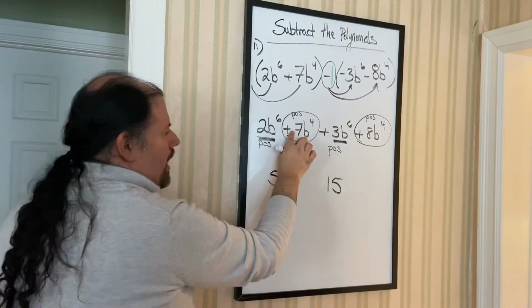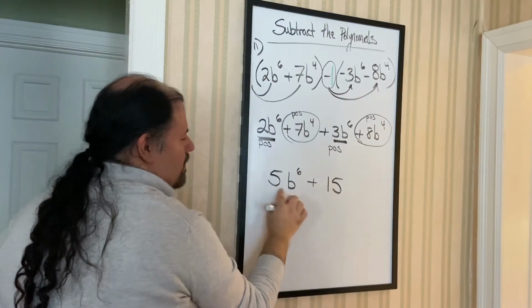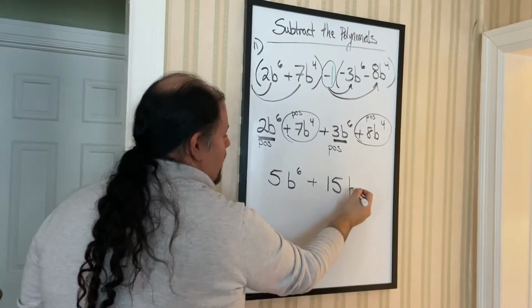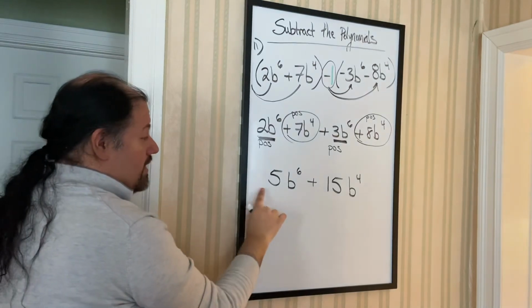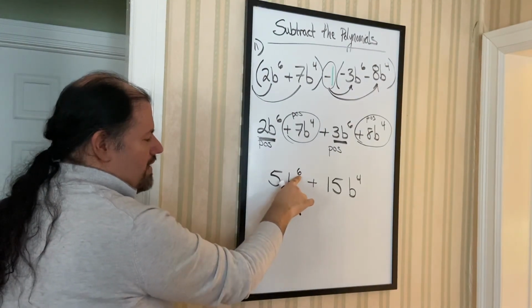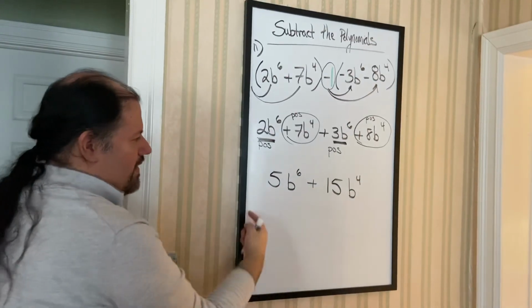Now because it's a positive, make sure you put a plus sign to separate your two terms. And then b to the 4th, b to the 4th will stay b to the 4th. Notice how our answer is arranged in descending order. Notice I did b to the 6th first, higher exponent, and then b to the 4th is our last term. That's our final answer.